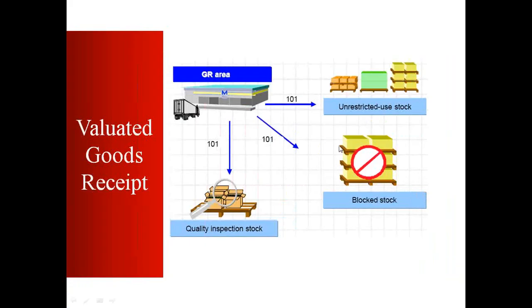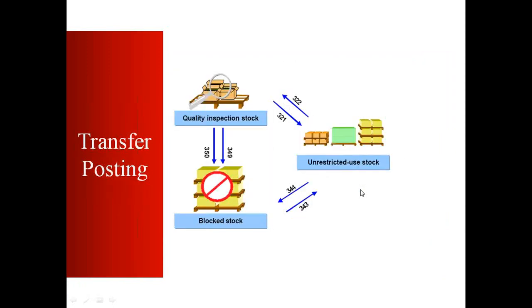Once the goods are received, you can receive either in quality inspection, unrestricted, or blocked. Then later on you can change it. You can move it from one type to another: quality to blocked, quality to unrestricted, unrestricted to blocked, or unrestricted to quality. That means you can move between all three different types of stock.